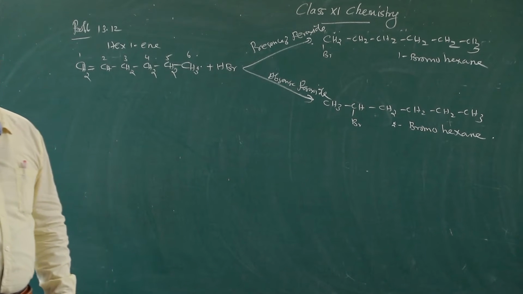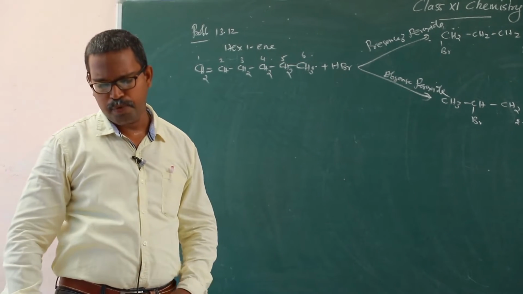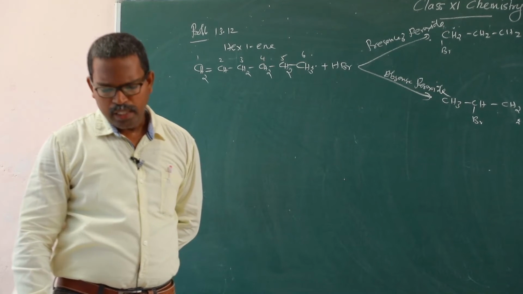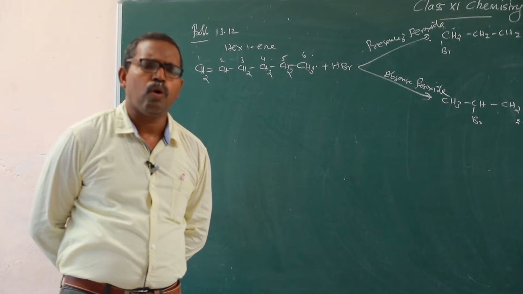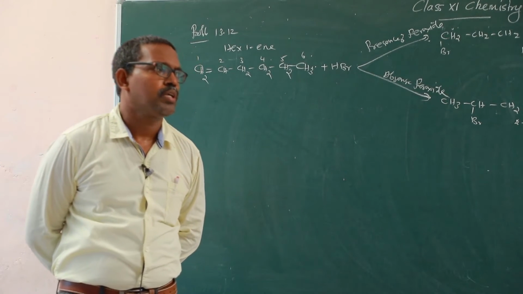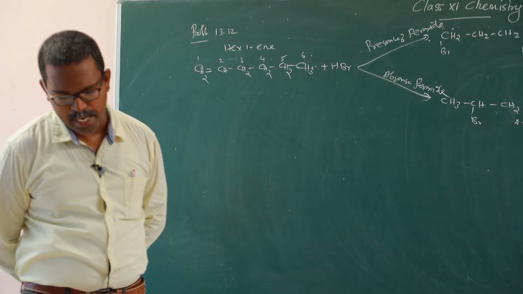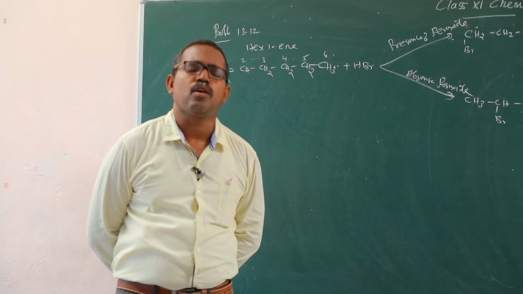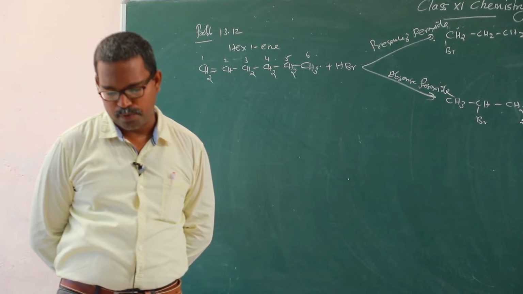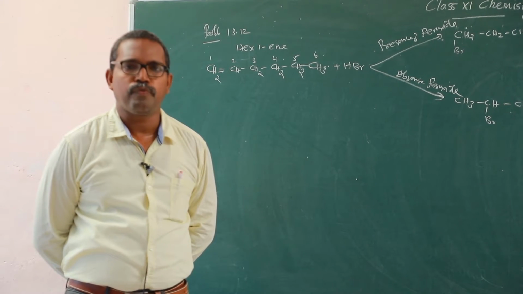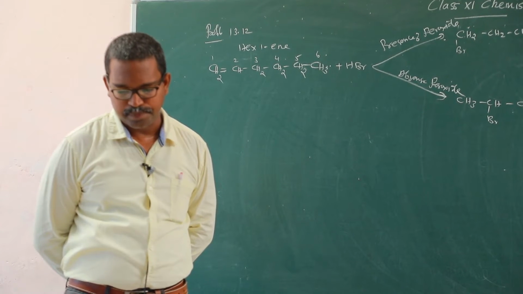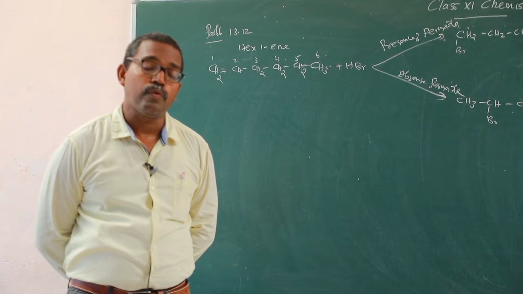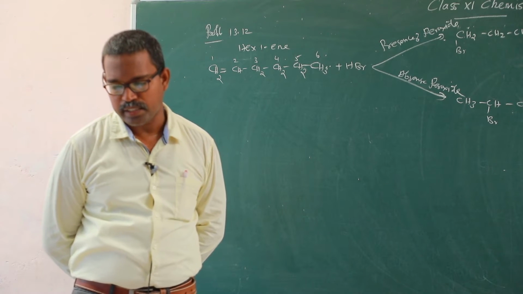Now, the fourth reaction is addition of sulfuric acid. Cold concentrated sulfuric acid is added to alkenes. This reaction also takes place in accordance with the Markovnikov rule. That is, an electrophilic addition reaction may occur.